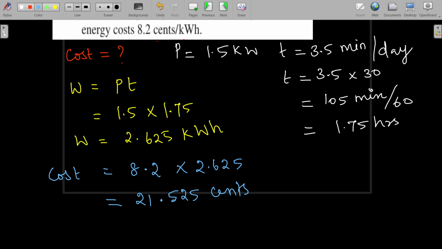So if you want to convert it into dollars, then the cost in dollars is 0.215. Okay, so this is the answer.